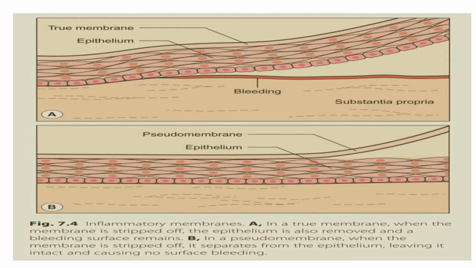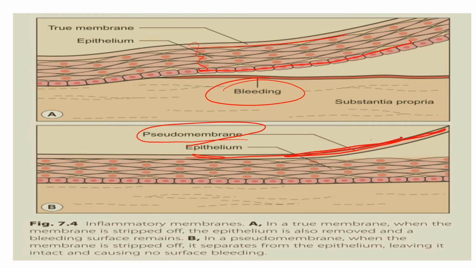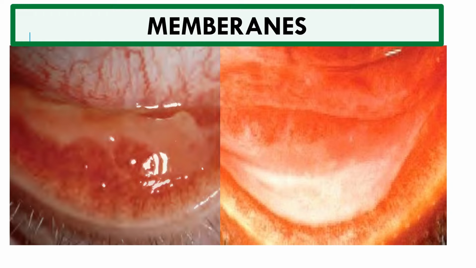Now, in the first picture, you can see a true membrane. The membrane has involved the entire epithelium, and when you peel a true membrane, you are peeling the epithelium off the substantia propria, and therefore there will be underlying bleeding. Whereas a pseudomembrane is a coagulated membrane sitting on top of the epithelium. If you peel it, you are peeling just the membrane, the epithelium is intact, and there is no bleeding below a pseudomembrane. Here you can see these membranes in the pictures, the first one and the second one. By looking at the membrane, you can't really tell whether you're dealing with a pseudomembrane or a true membrane. You need to peel it off to see whether there is bleeding or not.